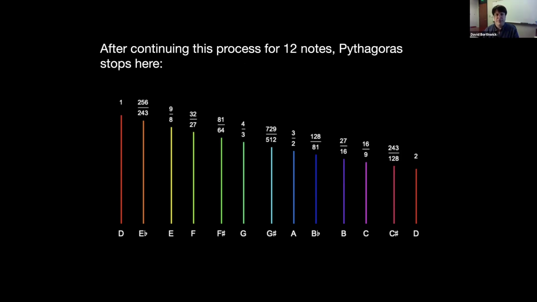And after 12 notes, you've added these ratios. And the numbers keep getting higher, of course, because you're multiplying by 2 or 3 every time. So you get some funny-looking ratios, like this G sharp here. And that is the point where Pythagoras says to stop. And the reason is that adding one more note would cause a problem.